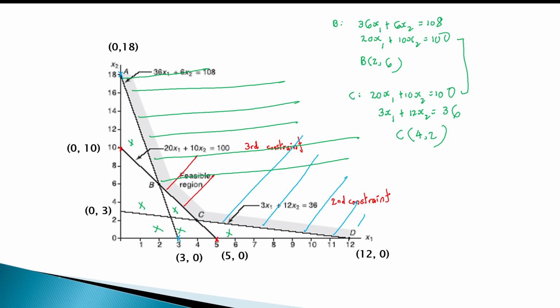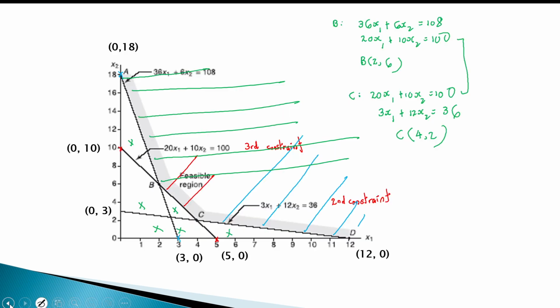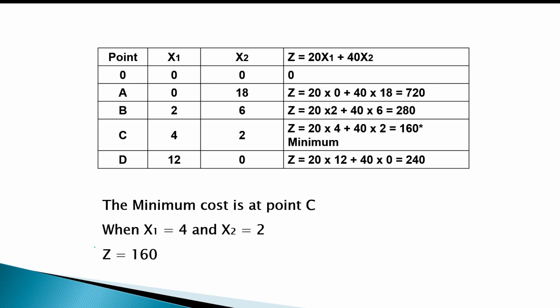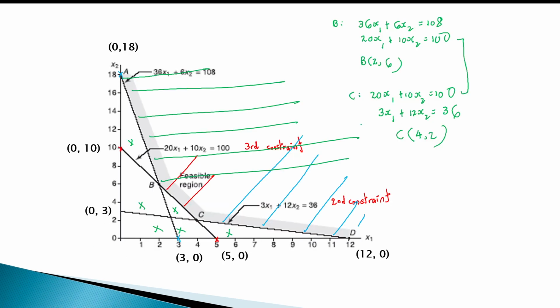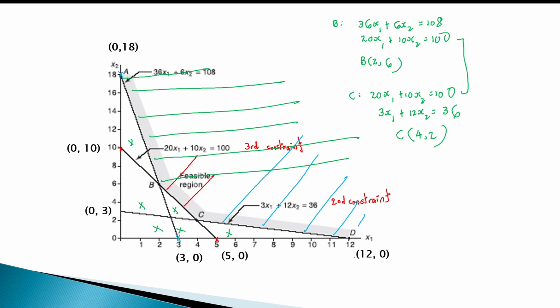Then, putting all the corner points into a table here. Starting point 0, 0, of course we obtain 0. Check back: point A is 0, 18. B that we solved just now is 2, 6. C is 4, 2. D is the last corner point, which is 12, 0.